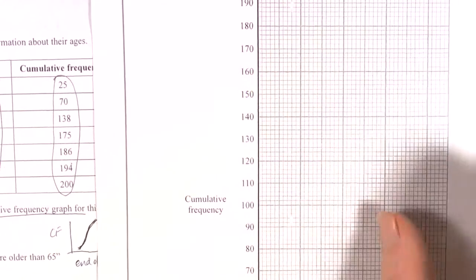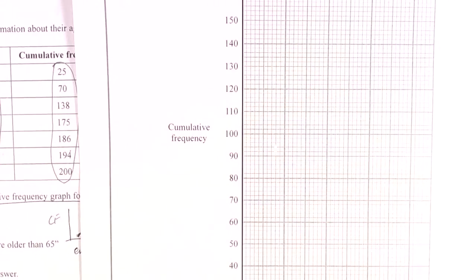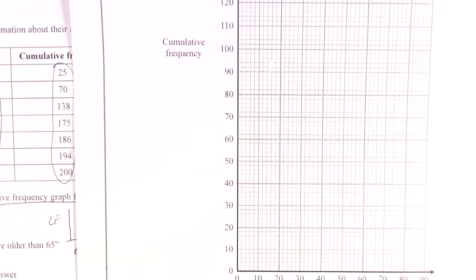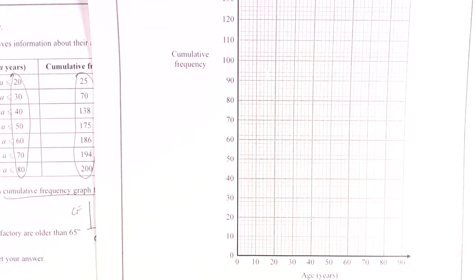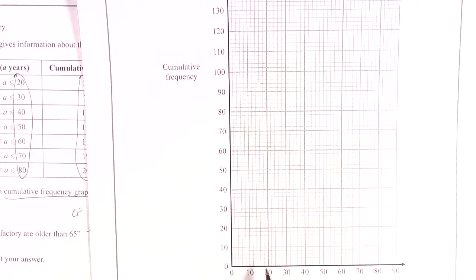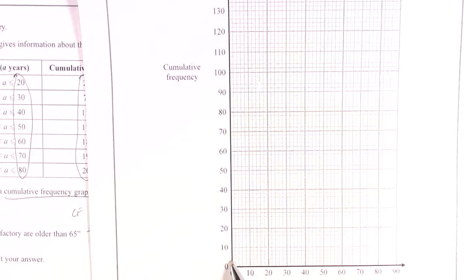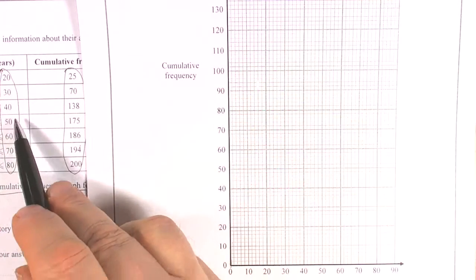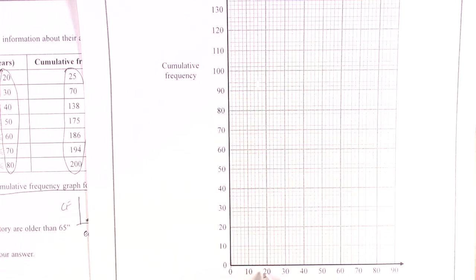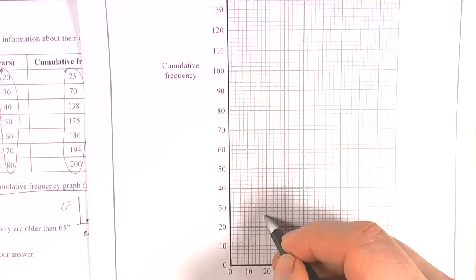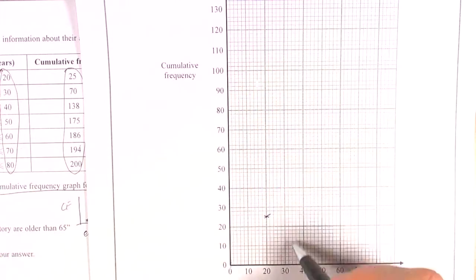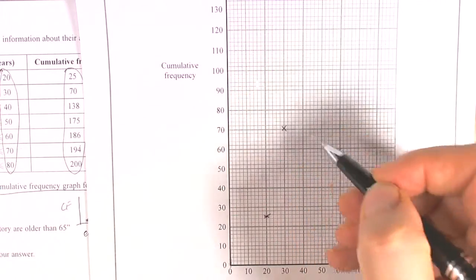So if we get the graph paper, again it's really important we look at the scale of the graph. So for this graph, going across, it's 2 for each little square, and going up here it's also 2 for each little square. So the first plot we had to do was 20 against 25, so 20 up to 25. Then we had to do 30 against 70.